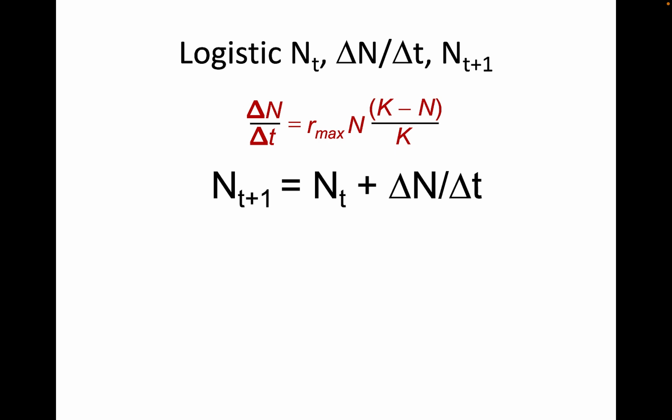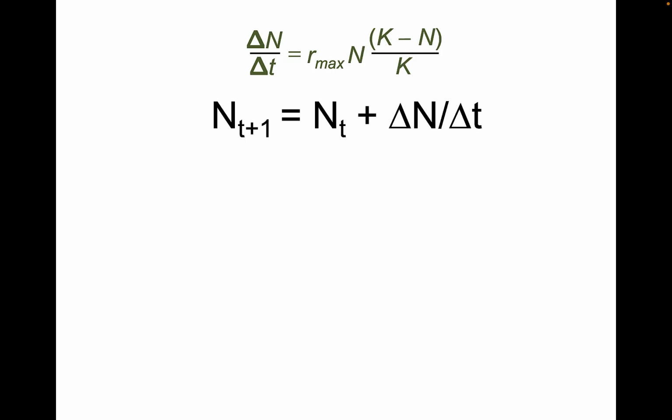Again, n sub t plus 1 is going to equal n sub t plus delta n delta t. And we have to calculate two pieces in this equation, R max times n and then k minus n over k, and multiply those two together. Okay, so there's our equation. There's our n sub t plus 1 equals n sub t plus delta n delta t. So let's get started. And we're going to use here n sub t equal to 500, R max equal to 0.5, and k equal to 1,000.